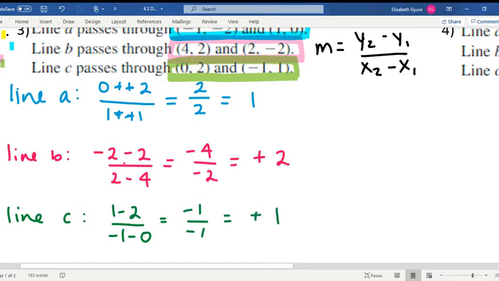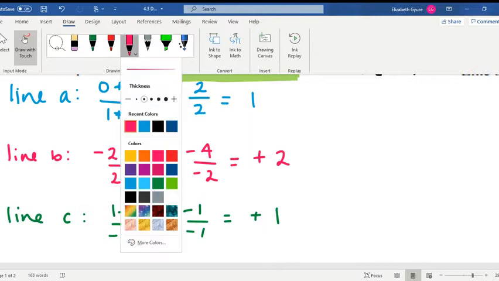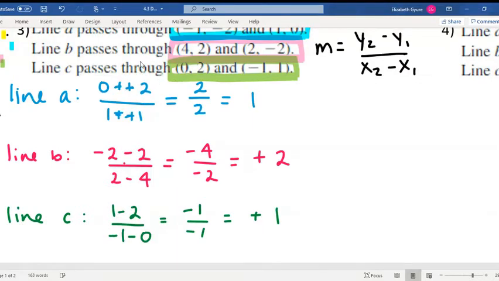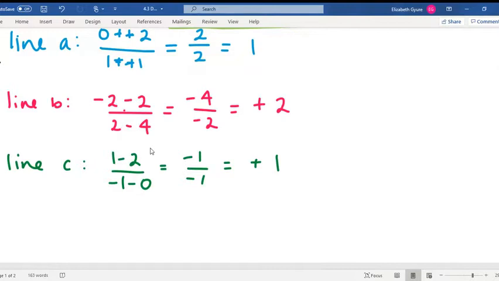Do we see any slopes that are the same? Yeah, lines A and C. So we are going to say that lines A and C are parallel.